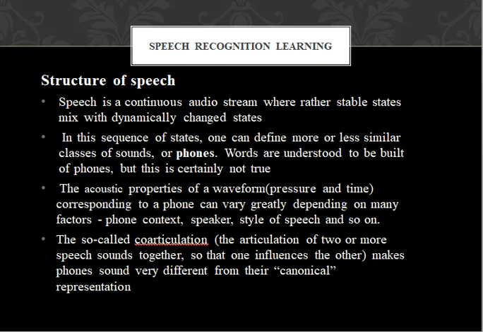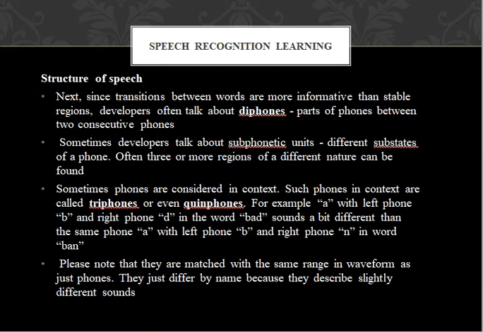The so-called coarticulation, the articulation of two or more speech sounds together so that one influences the other, makes phones sound very different from their canonical representation. Next, since transitions between words are more informative than stable regions, developers often talk about diphones, parts of phones between two consecutive phones. Sometimes developers talk about subphonetic units. Different substates of a phone, often three or more regions of a different nature, can be found.